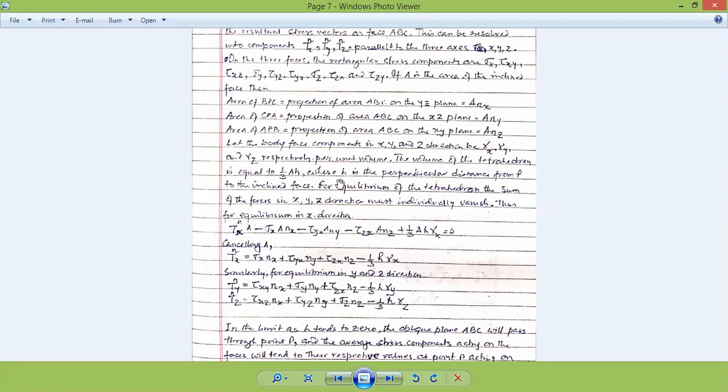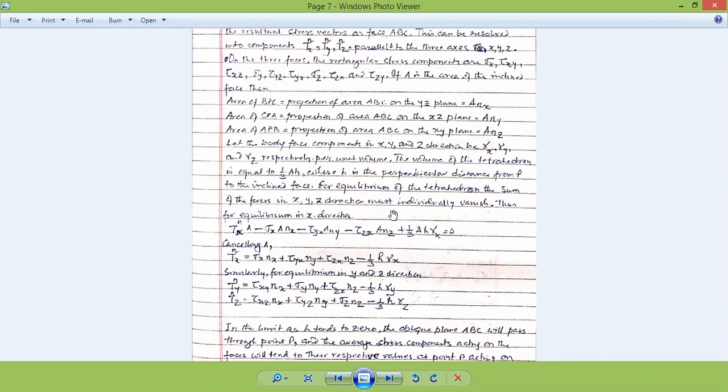Sorry, where h is the perpendicular distance from P. H is the perpendicular distance from P to the inclined face itself. For example, equilibrium of the tetrahedron: the sum of the forces in x, y, and z direction must individually vanish. Equilibrium of the tetrahedron means it's perfectly balanced and no unbalanced force is there.